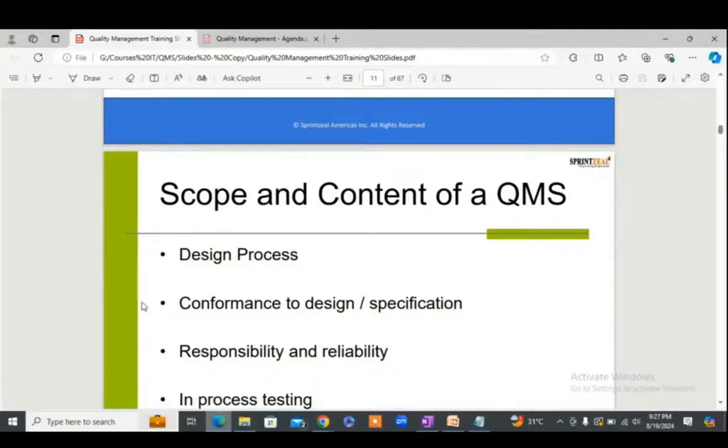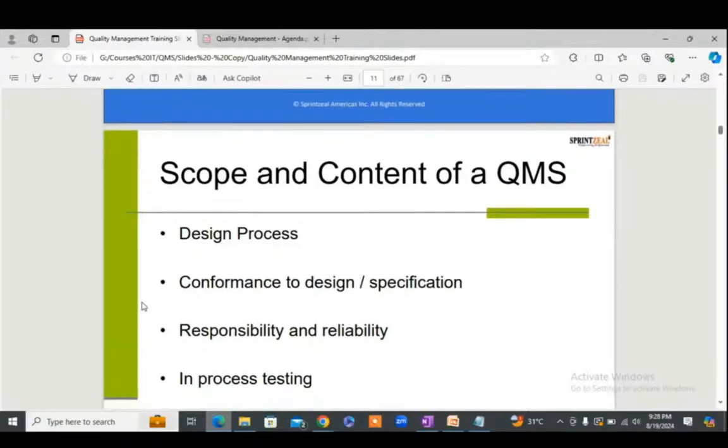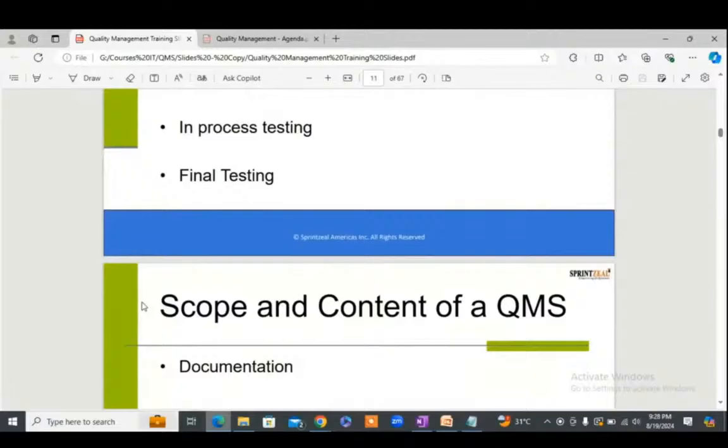Okay, that's all. In a QMS, conformance to design ensures that products or services adhere to the specifications and requirements set during the design phase. This involves verifying that all design criteria are met through rigorous testing, inspections, and reviews. It ensures that the final output aligns with the intended design, meeting quality standards and customer expectations as well, right? Next, we will talk about responsibility and reliability.